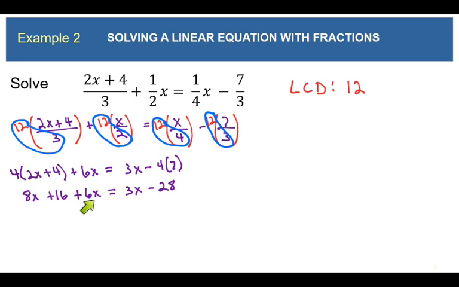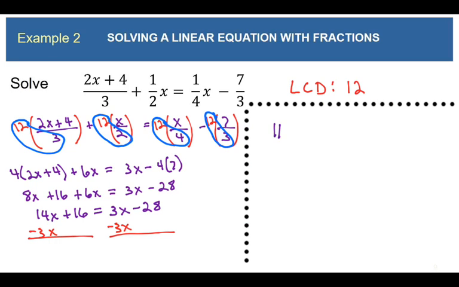Okay, I see on the left side I have like terms. 8x plus 6x is 14x. Now I see that I have both kinds of terms on both sides of the equal mark. So the smart thing to do is eliminate the smaller x term. So we'll subtract 3x from both sides. That will give us 11x plus 16 on the left side, minus 28 on the right side.